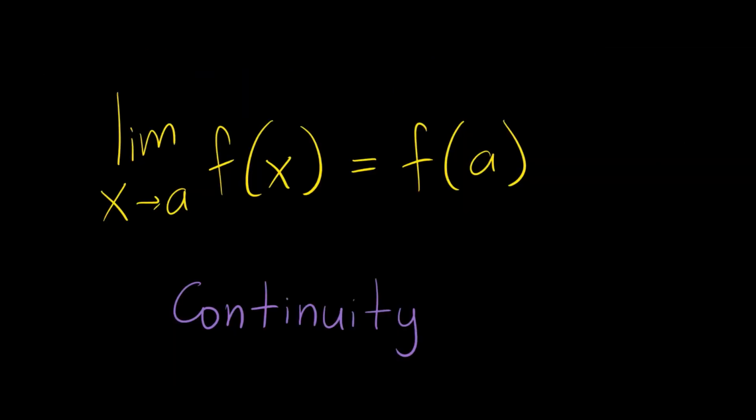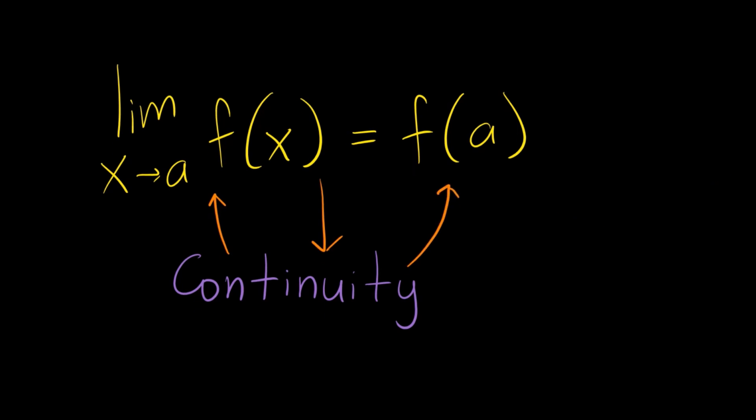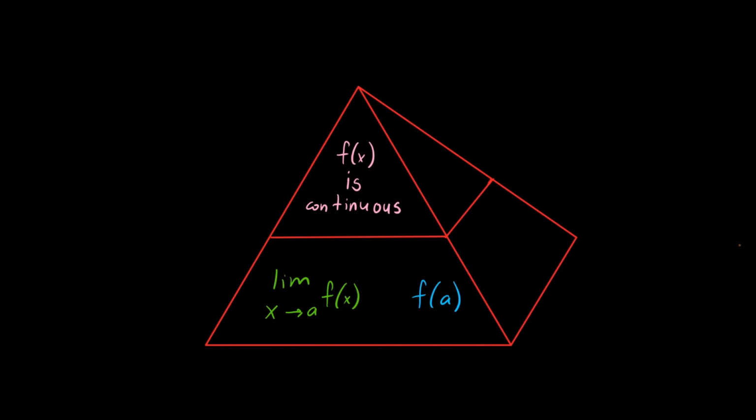So I want to talk about a special property of continuity. First, let's remember that if the limit as x approaches a of f of x is equal to f of a, then that directly implies continuity. So that also necessarily means that if a function is continuous, then its limit as x approaches a is defined, and its function value is defined. So here's a special little diagram for us to think about that.